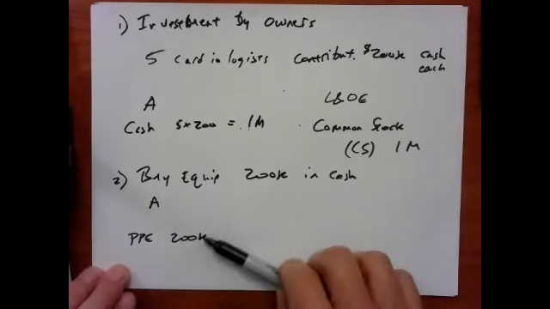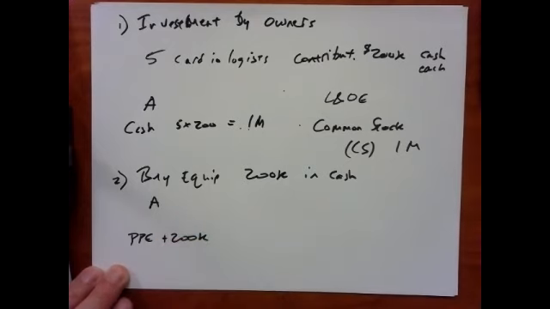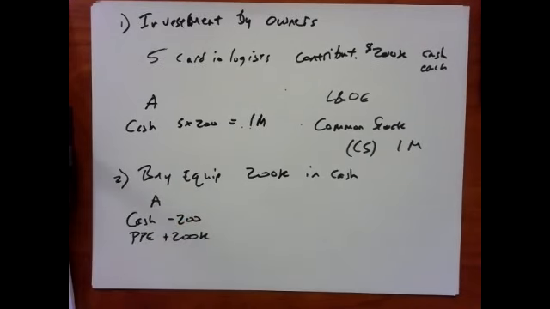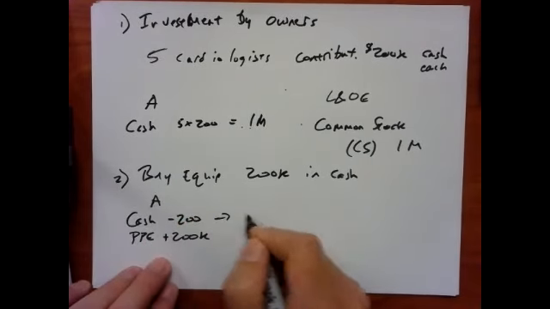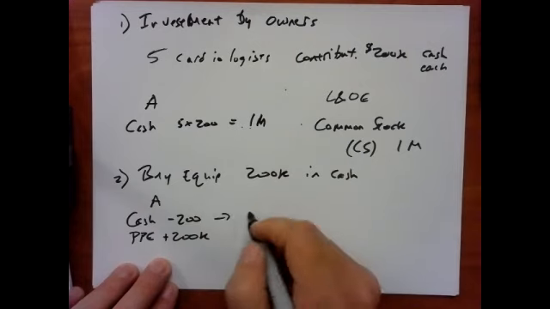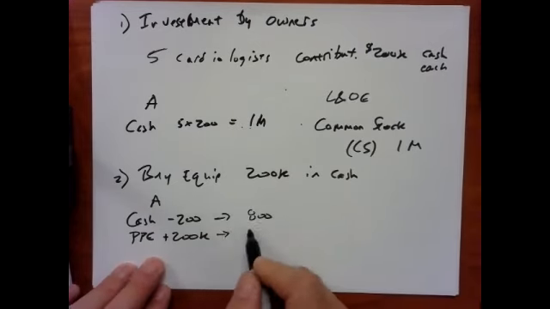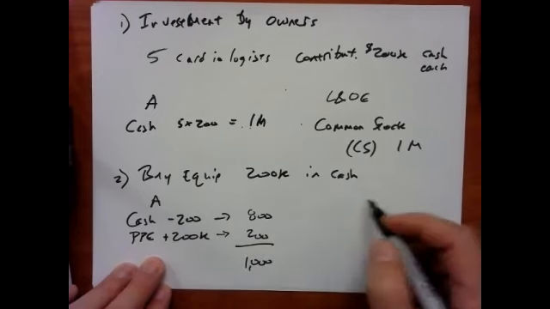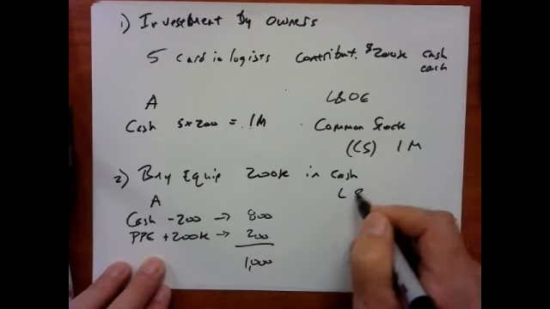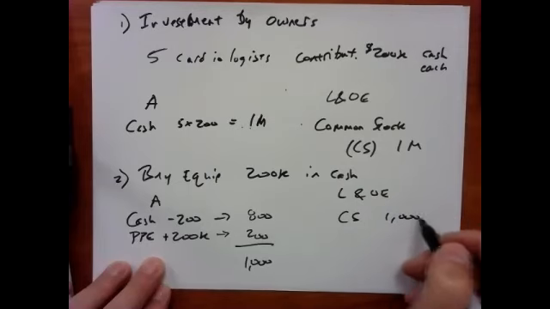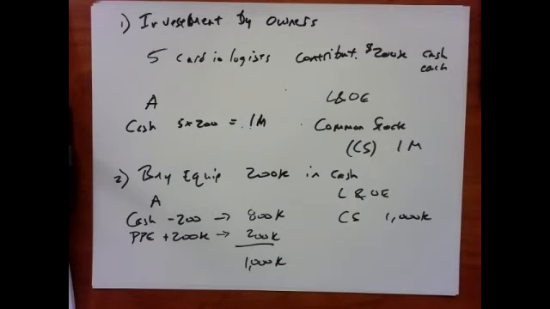So PPE goes up by, let's just call it plus 200, and cash goes down by 200. So we have a cash balance now of 1 million minus 200, or 800, and we have a PPE balance of 200. We add those together and we have 1 million, right? And our liabilities and owner's equity, no change. Common stock, still 1 million. Converting to thousands.